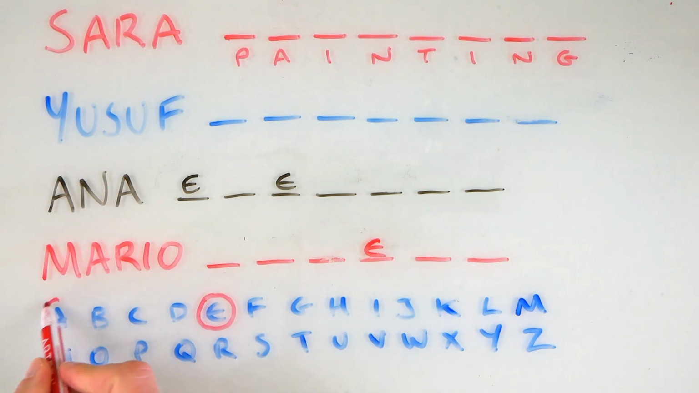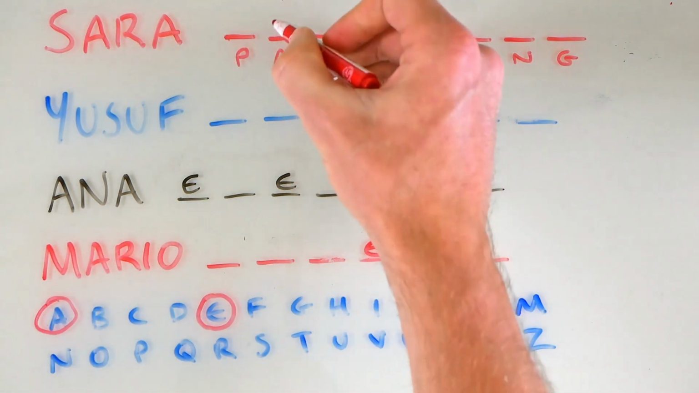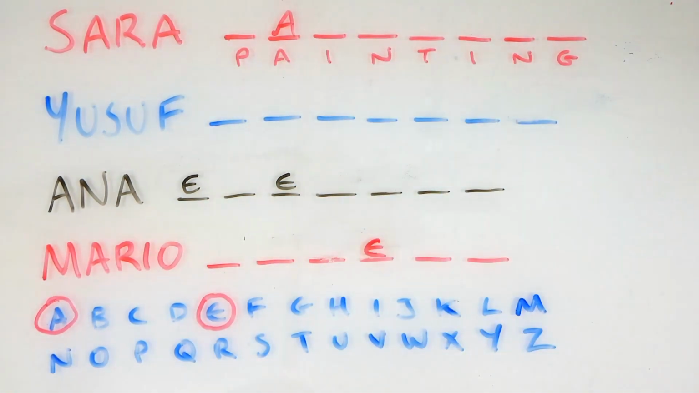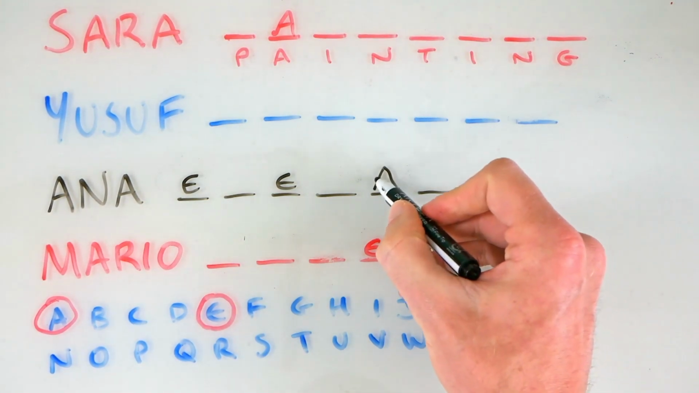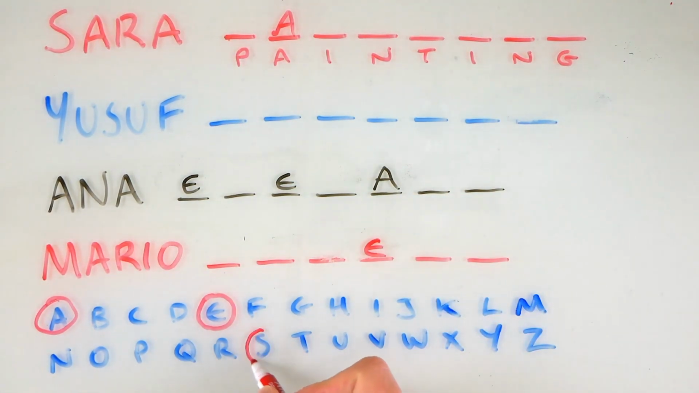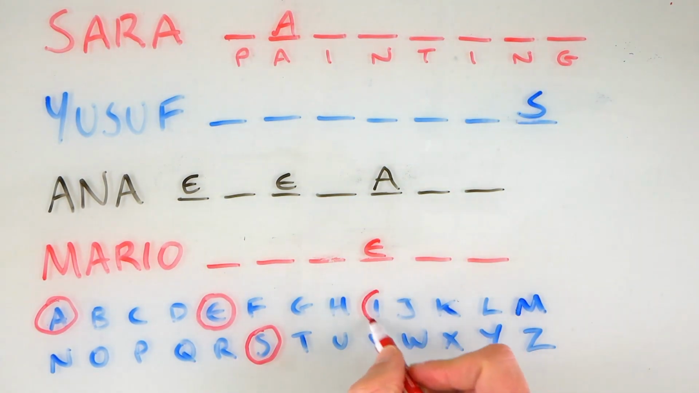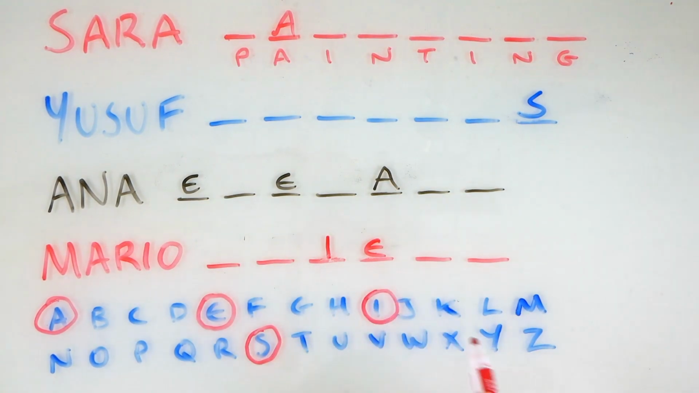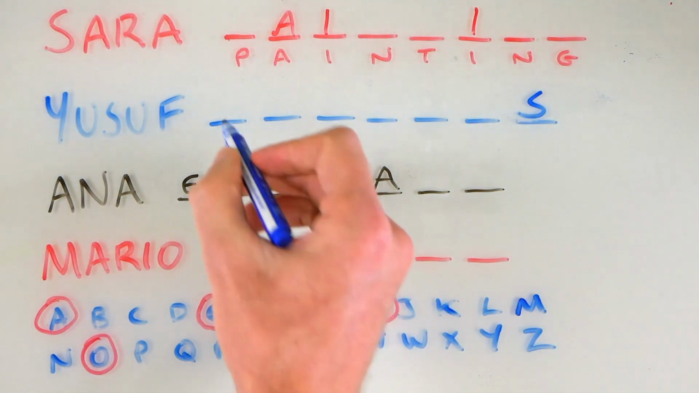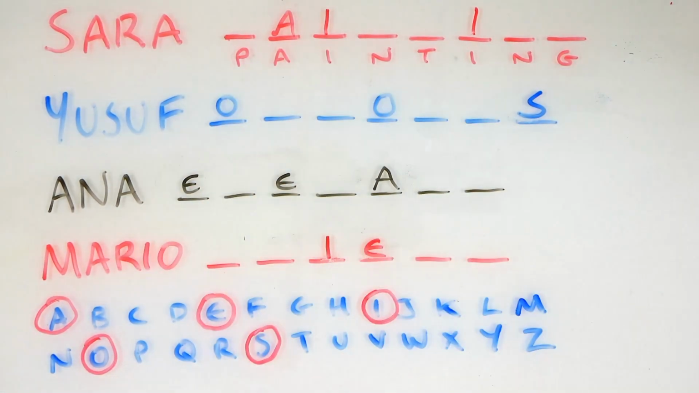Yusuf goes next. He says A, knowing that it's a common letter and he doesn't have it in his own word. Sarah writes her A and so does Anna. Anna says S and Yusuf adds an S. Mario says I, thinking it's a common letter. But Mario forgot that he has an I in his own word. Now he must write the letter in its place. Sarah also writes hers. This goes on until players start to figure out what the other people's words are.